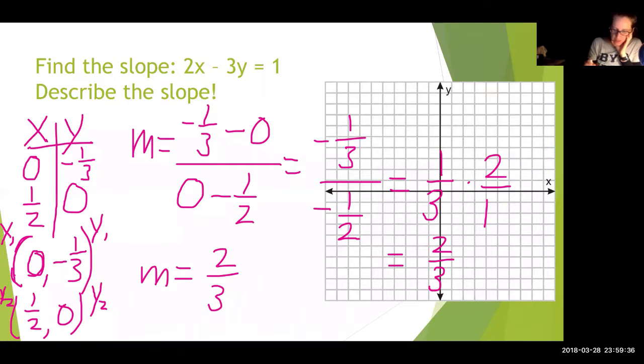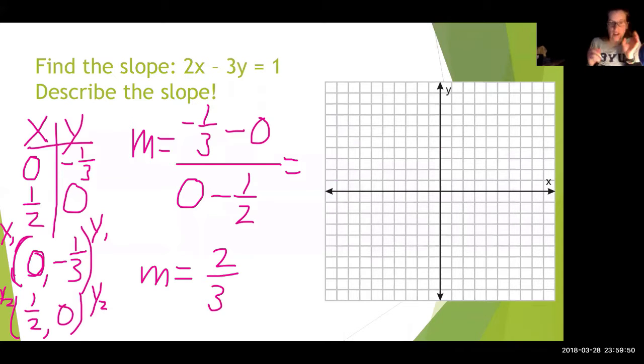All right, I'm going to erase the stuff that's on our graph here. Now, you can describe this slope even before we graph it. It's not a zero, it's not an undefined. Is it positive or negative? Well, it's positive, which means it's going to go upwards when you go to the right. Slanted right upwards.